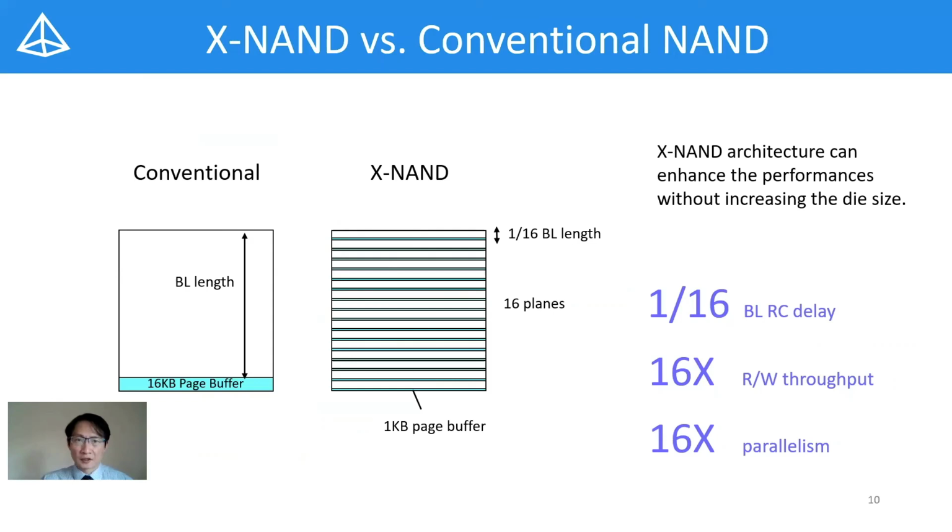By using XNAND architecture, the number of planes in bit line direction can be increased to 16. So the write throughput can be increased by 16 times. The bit line delay is also reduced to 1/16. So XNAND architecture can increase the write speed greatly without increasing the die size.